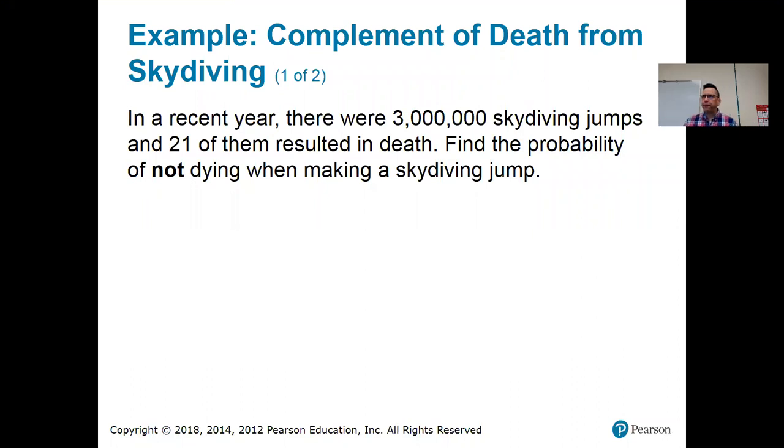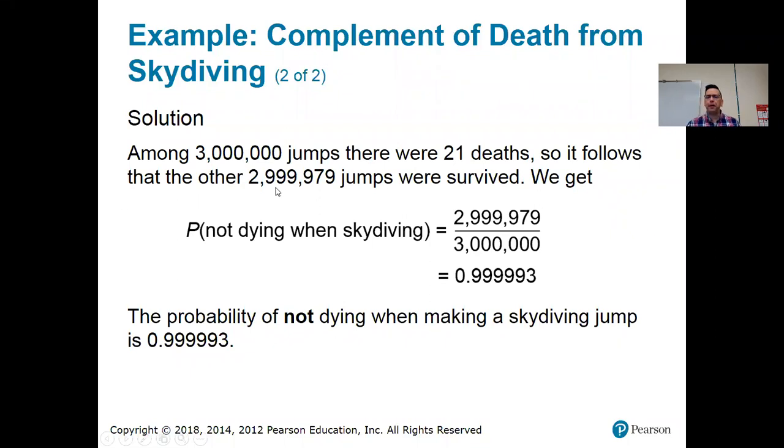Okay, this looks familiar. You would have seen this at the end of the last video of part 1. In a recent year, there were 3 million skydiving jumps and 21 of them resulted in death. Find the probability of not dying when making a skydiving jump. Okay. All right, so the way we're going to do this for now, and we'll have a slightly different way later, is we're going to say, okay, there are 21 unfortunate outcomes in which the person skydiving doesn't make it. Well, that means there are 2,999,979 jumps where it turns out fine, okay?